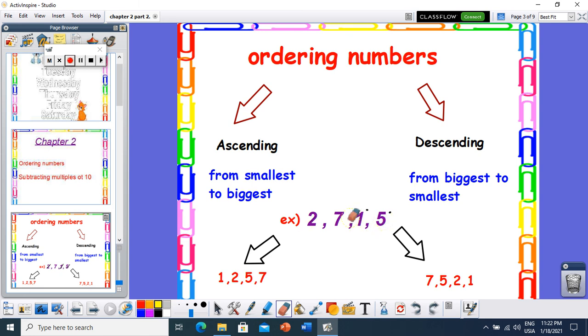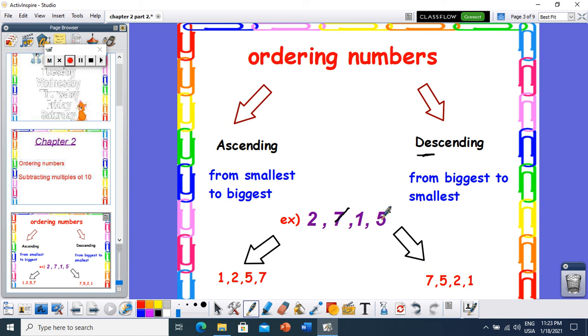Okay, if I need to arrange the same numbers, but now in descending order. Descending means dinosaur. So dinosaur, it's big. So I will arrange them from the biggest to the smallest. Which number now is the biggest? 7. So I will write 7 first, then I will cross it out.